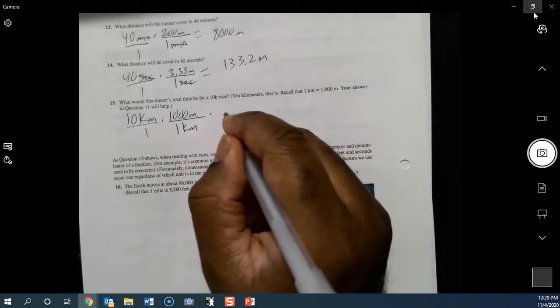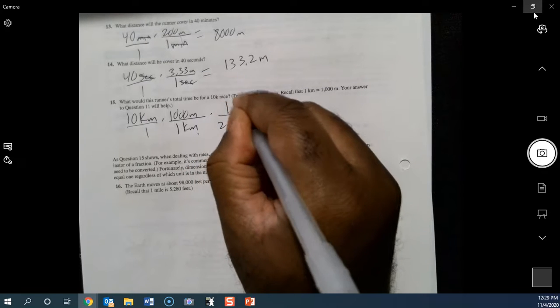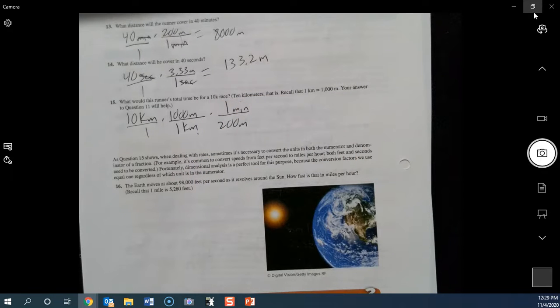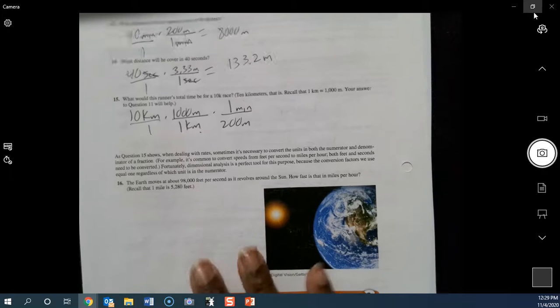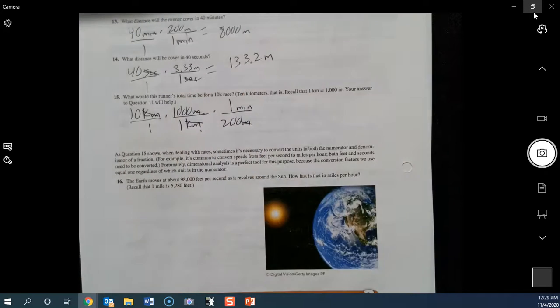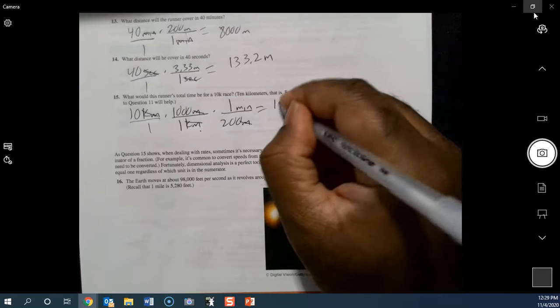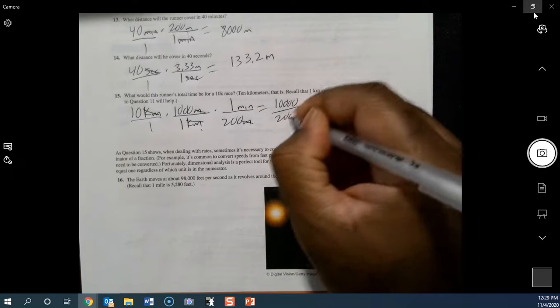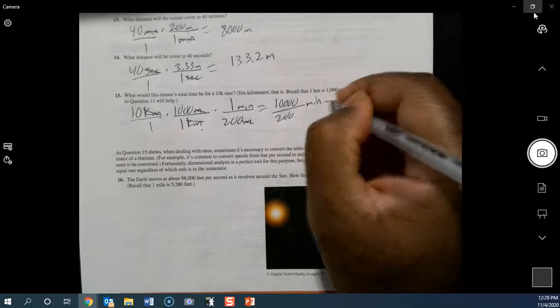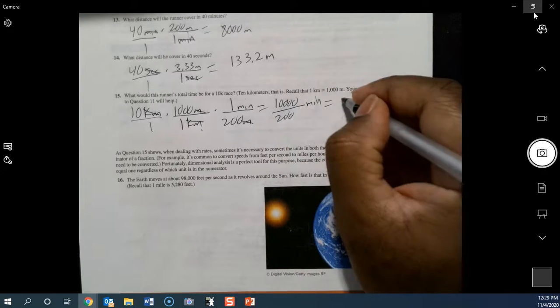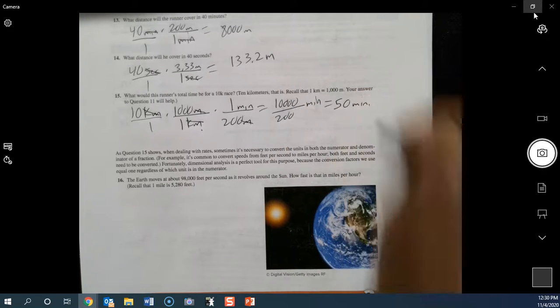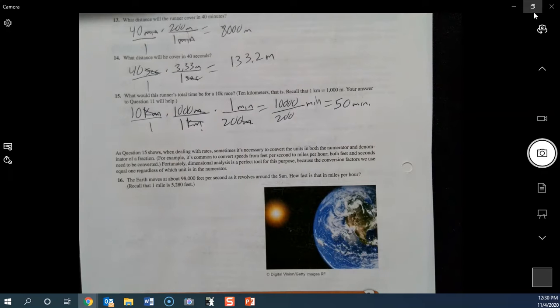So what we would have to do, since meters would be in the numerator, kilometers simplify out, we would have to put meters in the denominator here and the time in the numerator, because we want to know the total time for the race. So kilometers will simplify out, meters will simplify out. Now we're just left with time. So this would be 10,000 all over 200, and this would be minutes. So if you simplify this out, this ends up being 50 minutes. Now that's of course if they maintain the same speed.